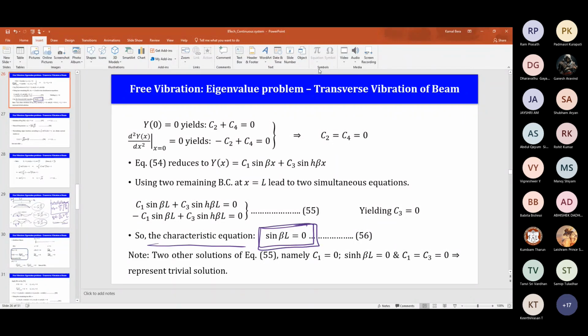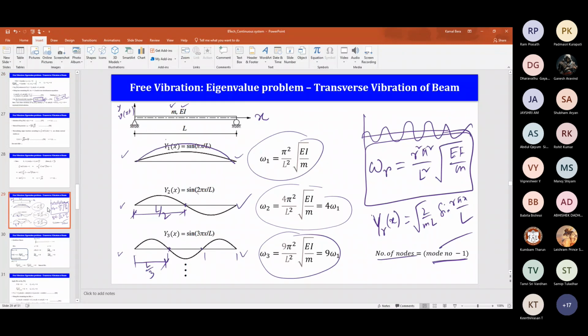It is simple, right? Sin beta L equal to 0, and you told that beta r L equals r pi. But for the cantilever beam, we will find that this will not be such a straightforward equation. This will be a transcendental equation, which will be solved iteratively. Then if you solve that, you'll get the natural frequencies. That we'll talk about in the next class, about the cantilever beam.